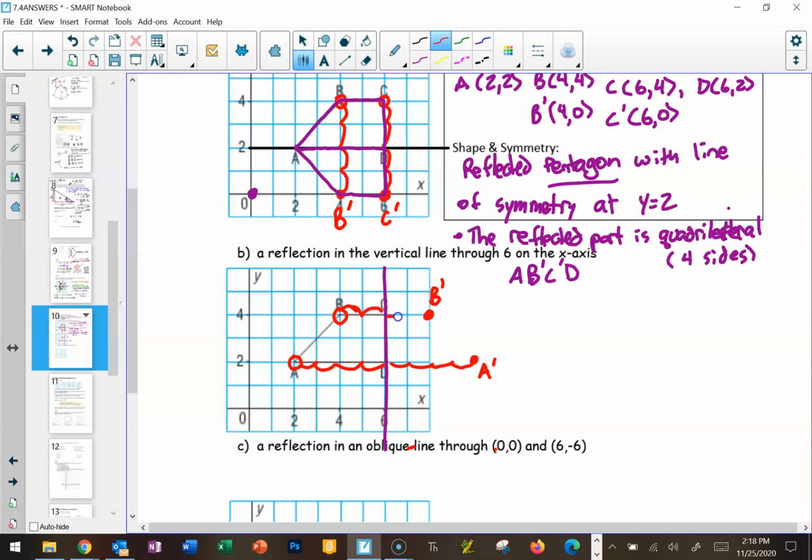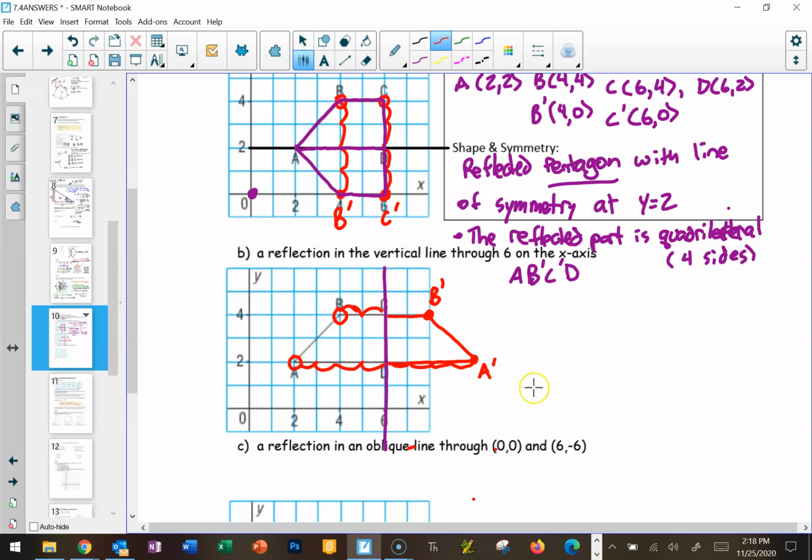So the final thing I have to do is I just got to join these guys up. And if you visualize folding this piece of paper from this side, folding it over the line, you're going to notice B does line up with B prime, A does line up with A prime.